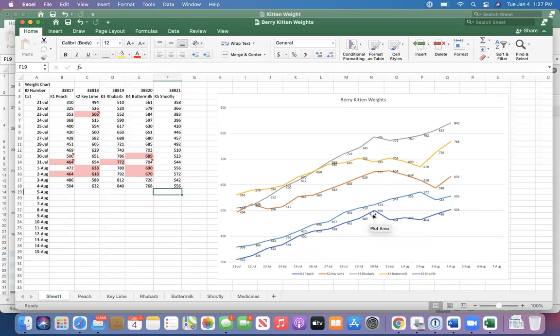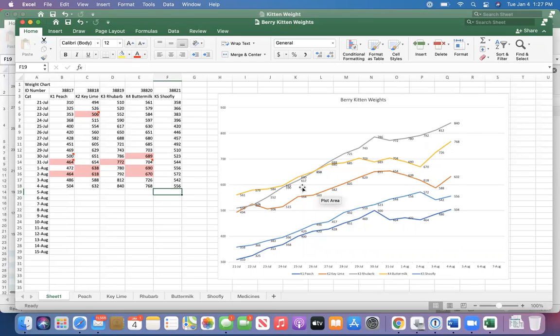And then right around July 30th, they started dropping off. A few of them did. They started leveling off, and it made me anxious. They also were having some symptoms like diarrhea. And so that was when I took them to the vet. They all were put on medicine, and then you can see the trajectory of them improving and going up between August 2nd and August 4th.